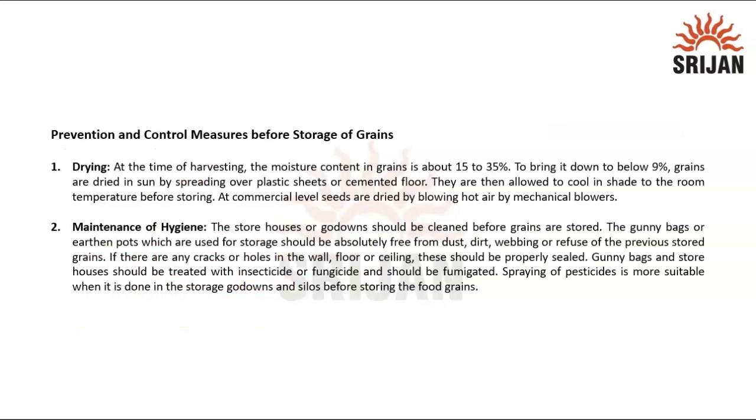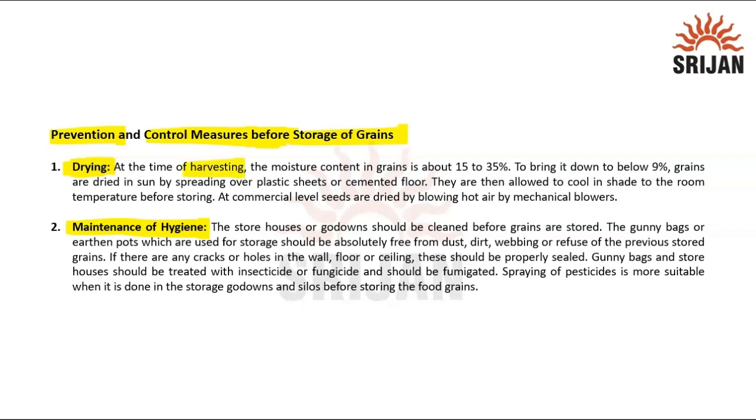In this question, and the second question, we need to answer the prevention or control methods that have to be taken before the storage of food grain. So these are two methods: the first is drying, the second is the maintenance of hygiene. Now, what is drying? Again, we need to make sure the moisture content is low. And in order to do that, what do we do?